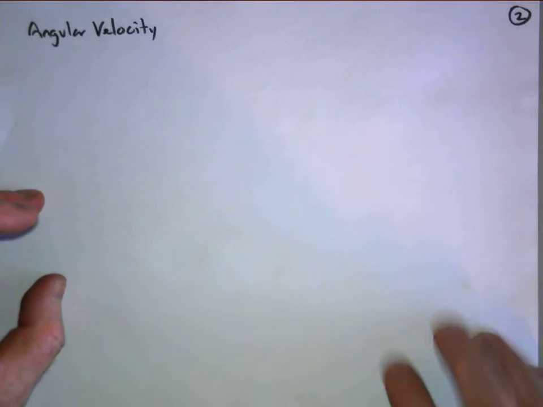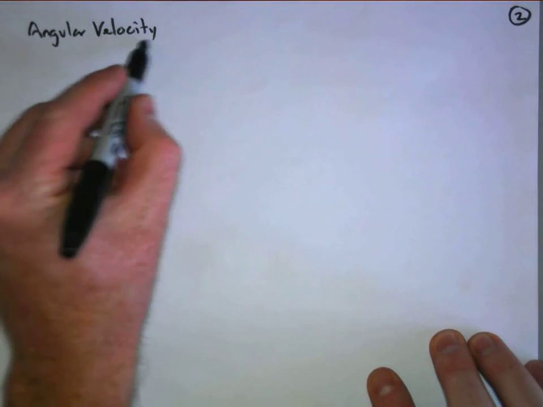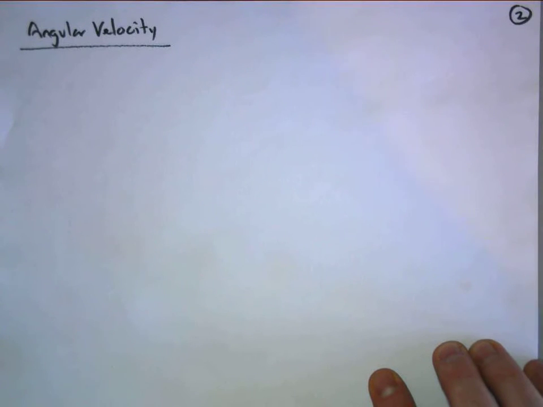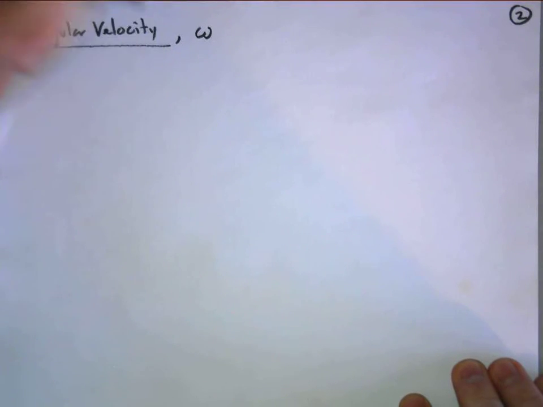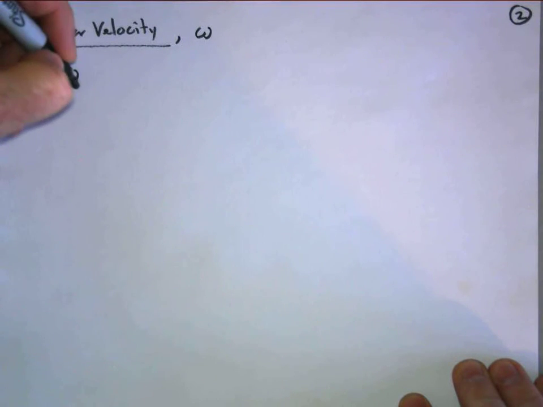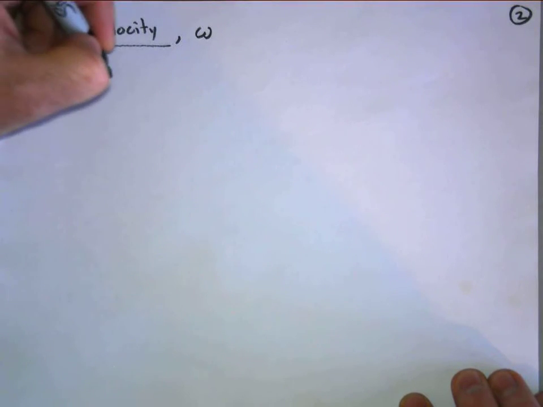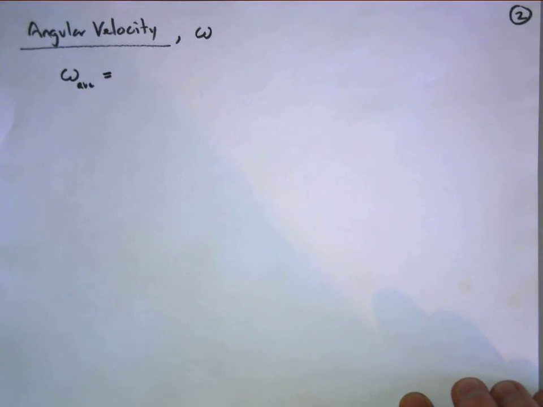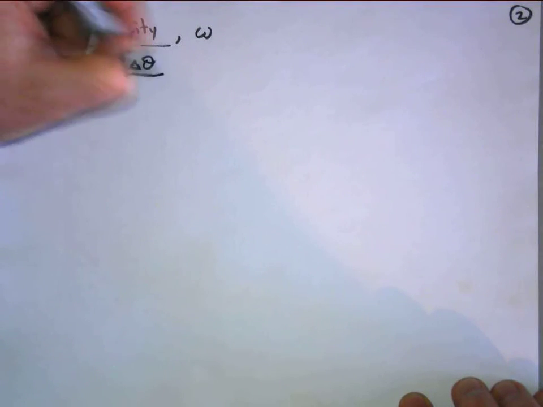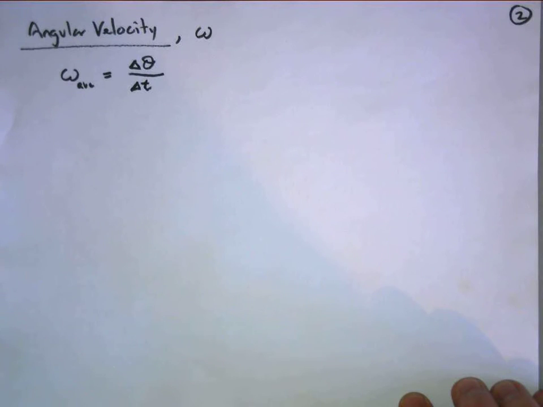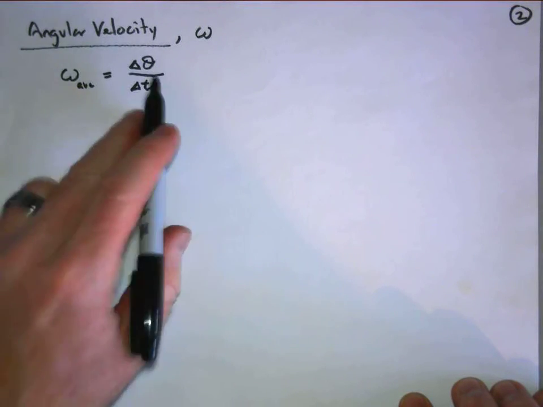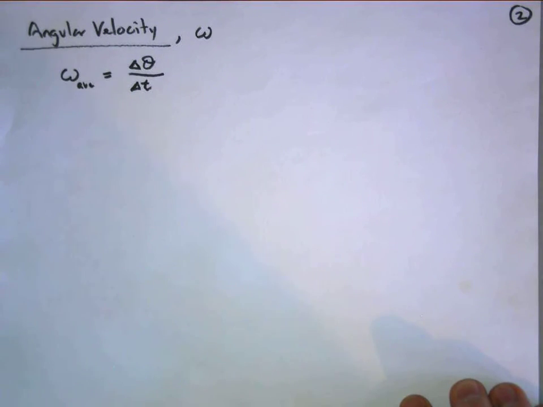Angular velocity will simply be the rate of change of angular position. And we will give this a symbol, lowercase omega, and we're going to say that the average rate of change of angular position, or in other words, angular velocity, is going to be the change in position divided by some time interval. Easy enough.